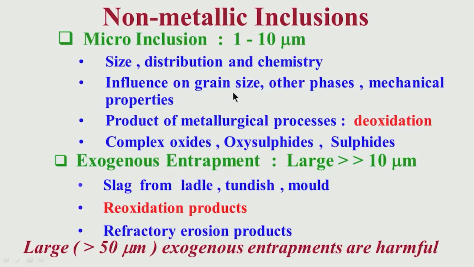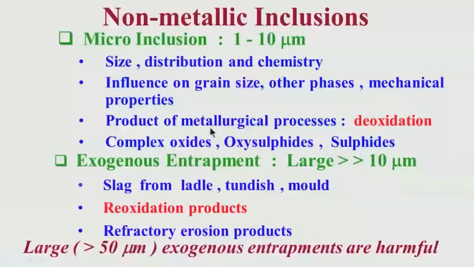Now, they have influence on the grain size; they might control the grain size in the steel. They might generate other phases in certain cases, as they may act as nuclei for other phases to form. They might influence the mechanical properties: they might increase the strength, they might decrease the toughness and ductility. Even other properties like creep might be affected in the presence of inclusions. We will take up these properties later on.